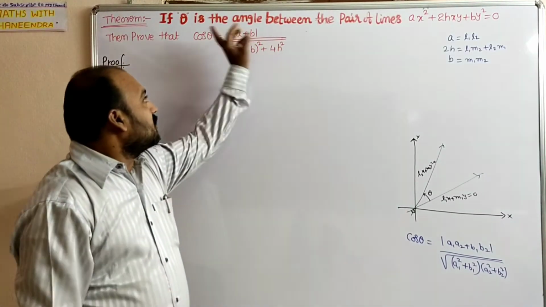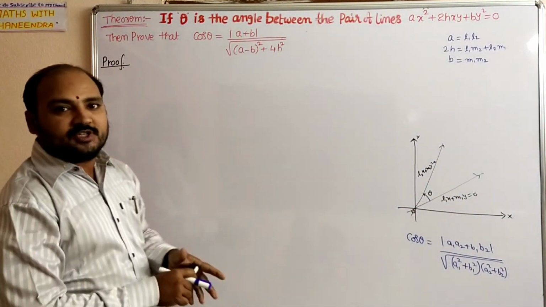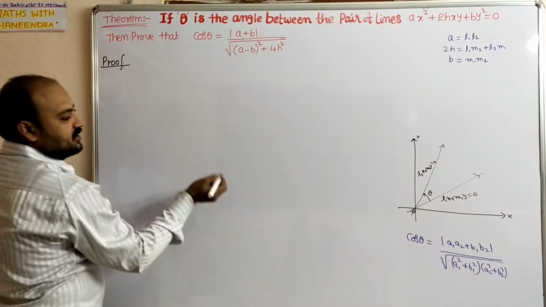Now, let theta be the angle between the pair of lines given by ax square plus 2hxy plus by square. Again, you have to write it in the next continuous step.